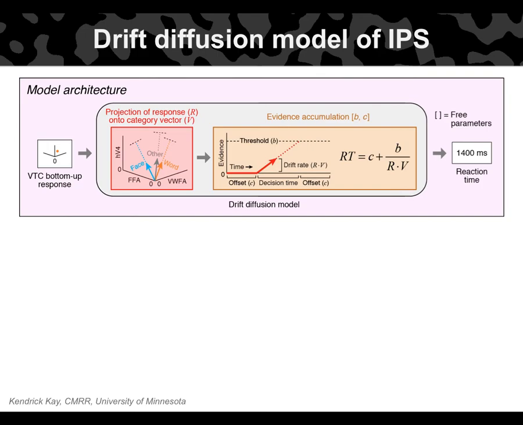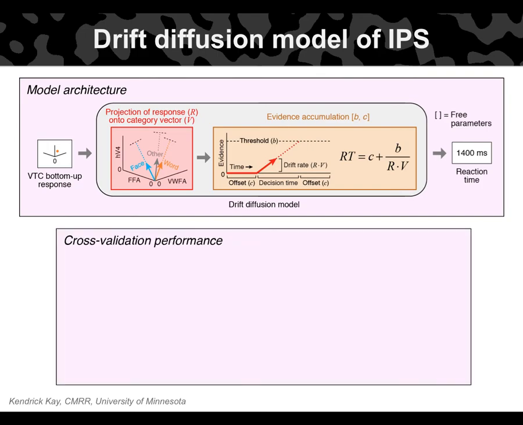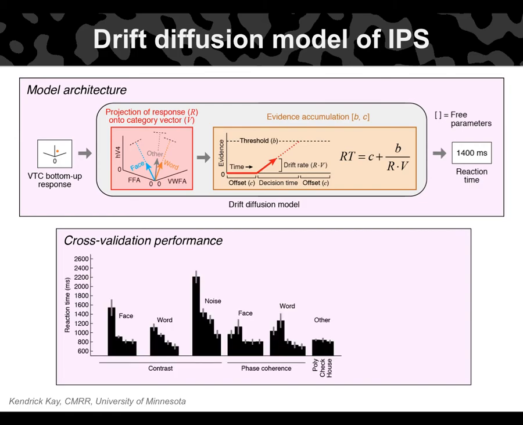So that's the formalization. We can look at whether it predicts the reaction times because we have those. So in the scanner, we have reaction times of subjects deciding whether it's a word, face, or neither. That's shown on the y-axis here. Each black bar is one distinct stimulus. And then we can fit and cross-validate our model as usual, and it seems to do a pretty good job. The one thing that's missing here is: what's the IPS doing?